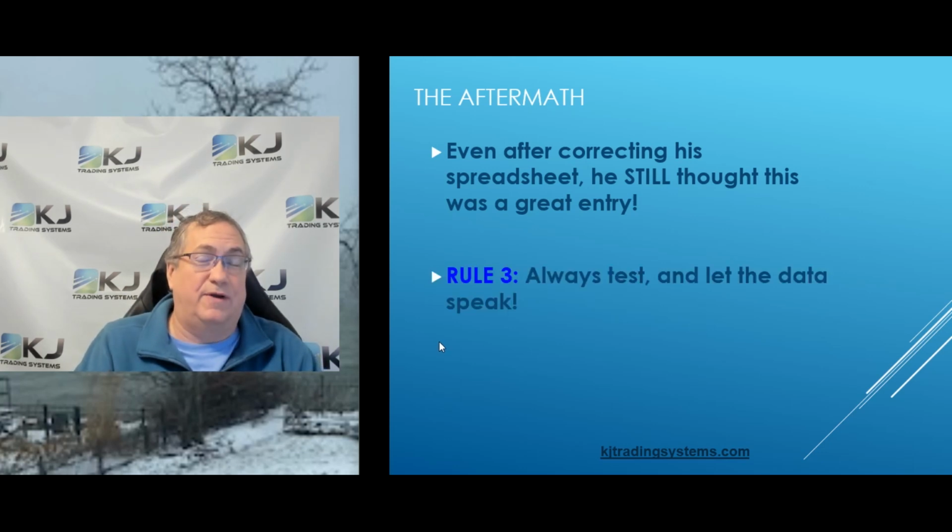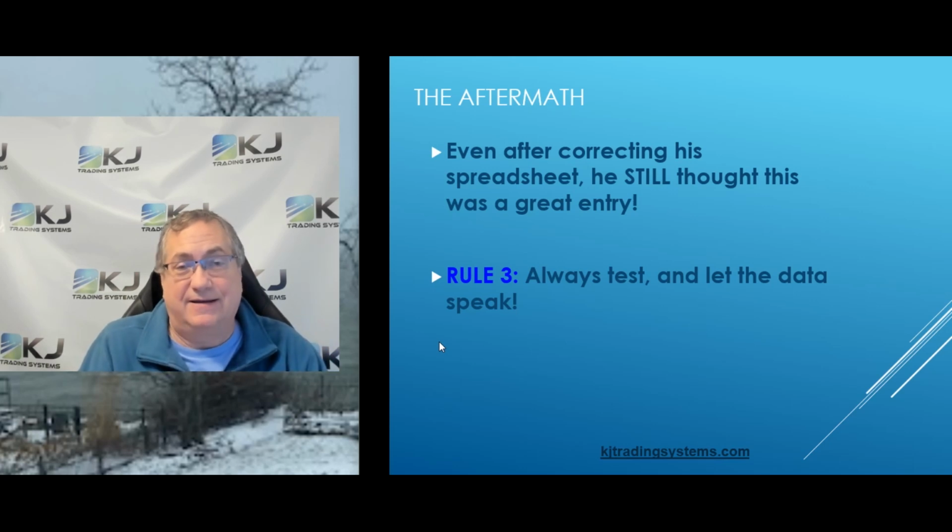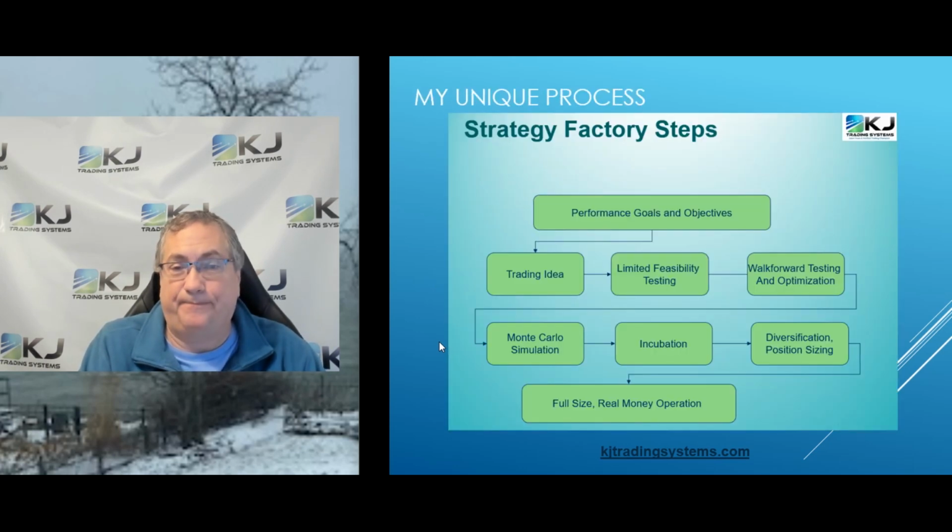So that brings me to rule number three with entries. You've got to test it, and you've got to let the data make the decision for you. It knows the truth, right? The data doesn't lie when you do it right. So let the data speak. And in this case, the data was saying, hey, this entry is not as good as you'd think. Yet this person was so biased with his entry that he ignored the data. He ignored the result. So you've got to watch out for that.